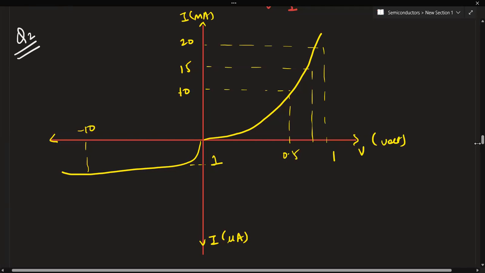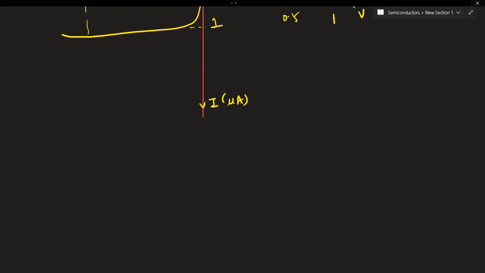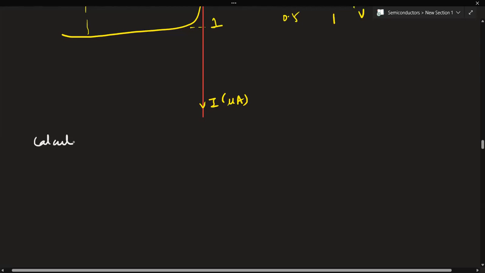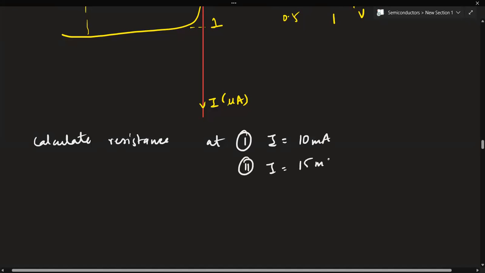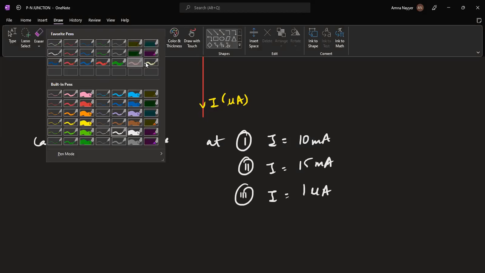Now, this is the graph given to you. Now see, if I ask you to calculate the resistance at the first part, current at 10 milliampere, the second part, current at 15 milliampere, and the third part, current at 1 microampere. This is the question given to you.